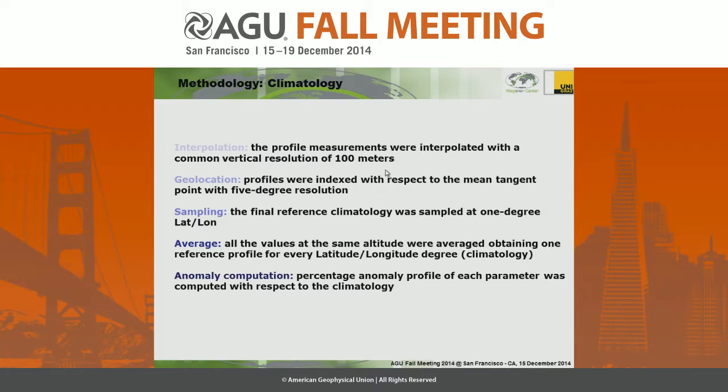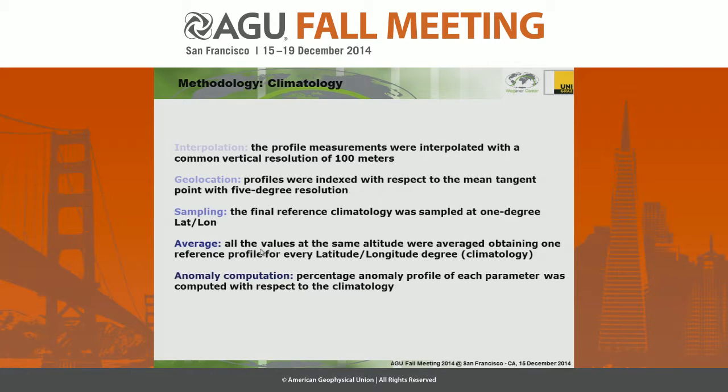So the methodology that we have used for analyzing the extreme events is this. We interpolated the profile measurements with a common vertical resolution of 100 meters. This is needed because the vertical acquisitions are not constant with different satellites. Then we geolocated all the profiles, and we indexed them with respect to the mean tangent point with 5 degrees resolution. We did sampling. The final reference climatology was sampled at 1 degree latitude longitude.